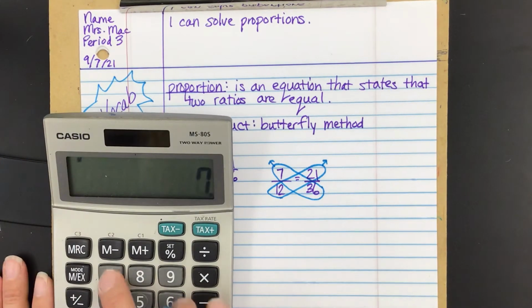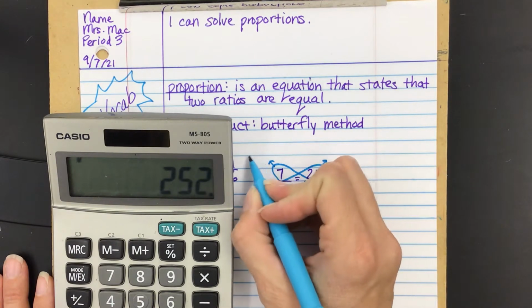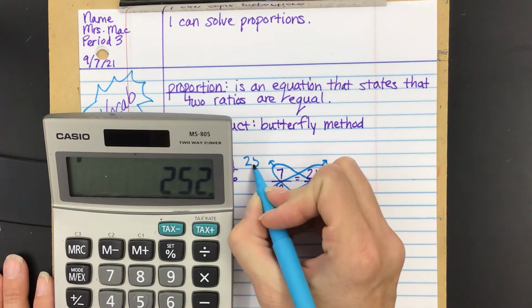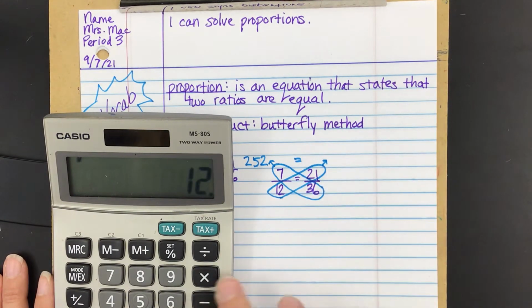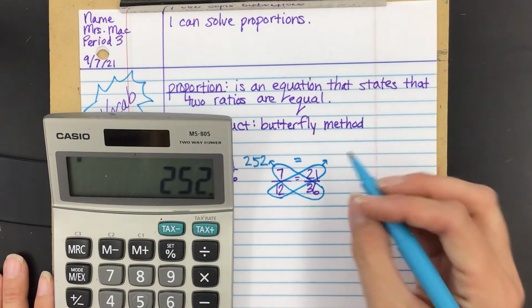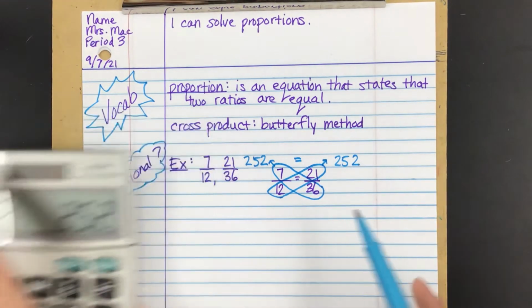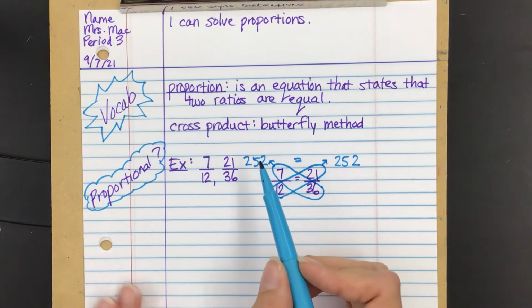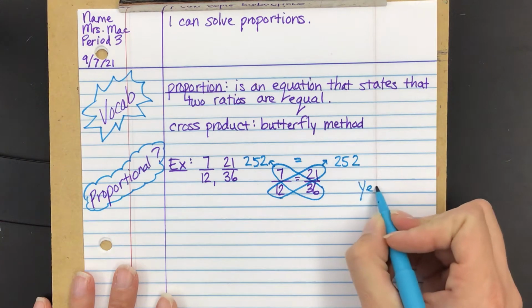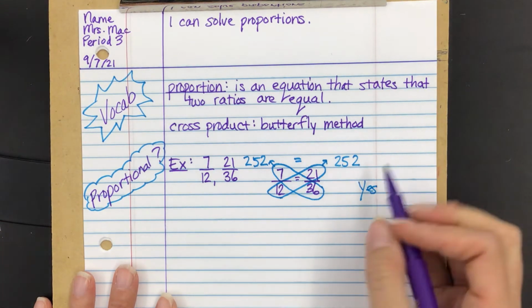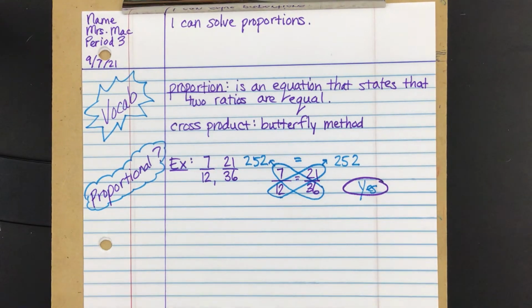All right. So 7 times 36, I get 252. Okay? 12 times 21, I also get 252. So since the cross products were equal to each other, we can say that yes, this is proportional. So our answer here is yes. Okay.